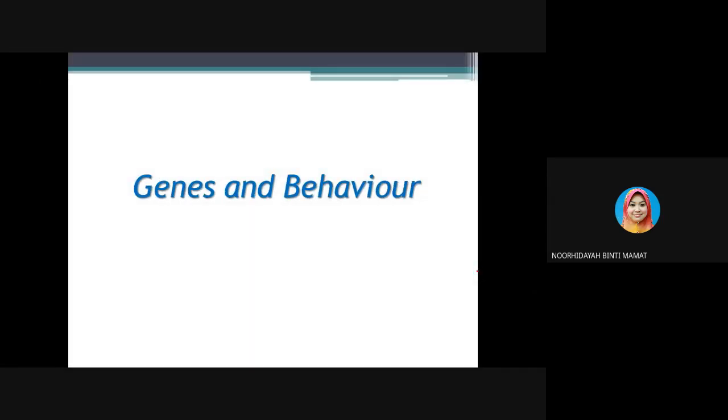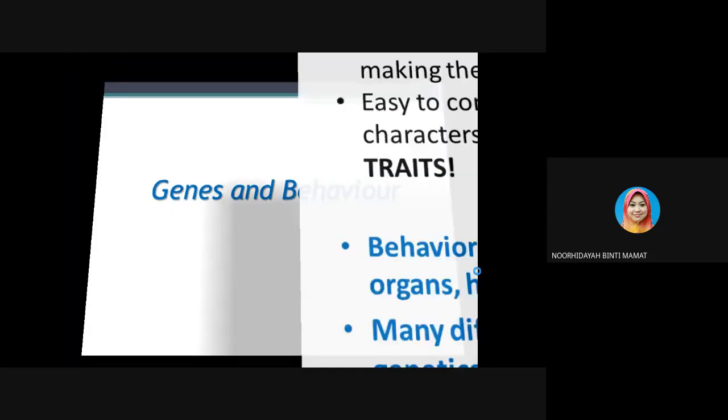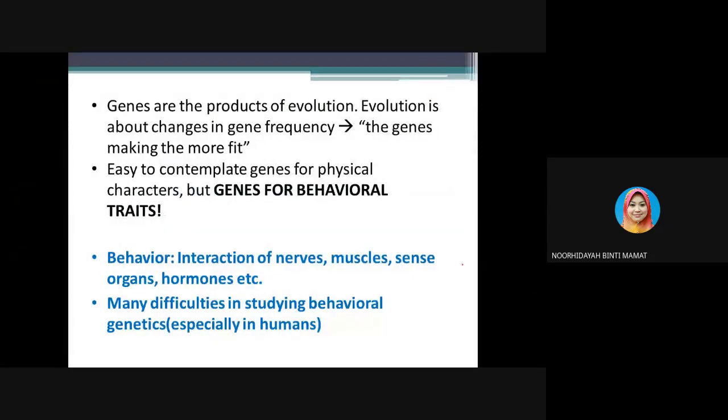So we go to the fourth one, which is genes and behavior. The genes are the products of evolution, and evolution is about changes in gene frequency. So if the gene frequency changes, we call it evolution. The genes make the animal more fit. Evolution normally makes the animal more able to survive, more competent. Basically, evolution increases their survival rate.